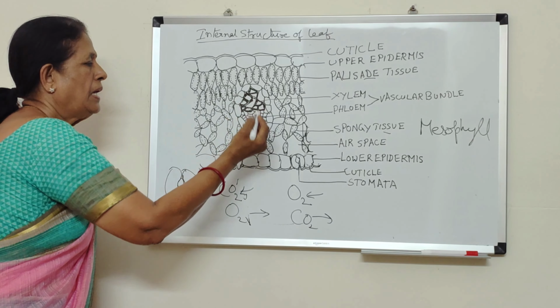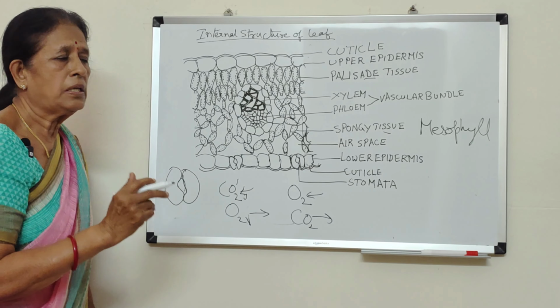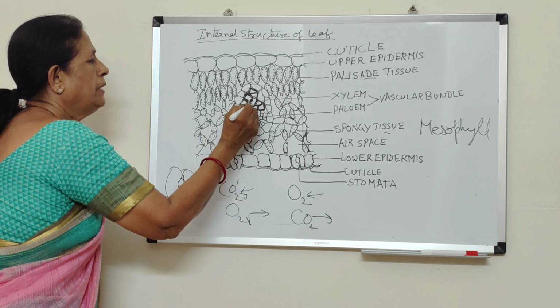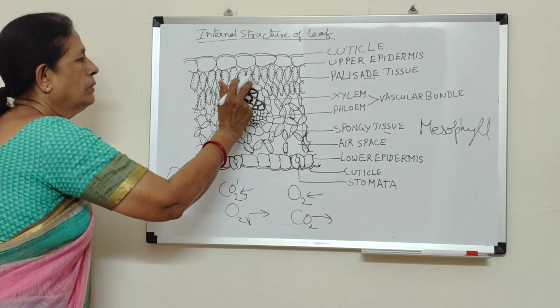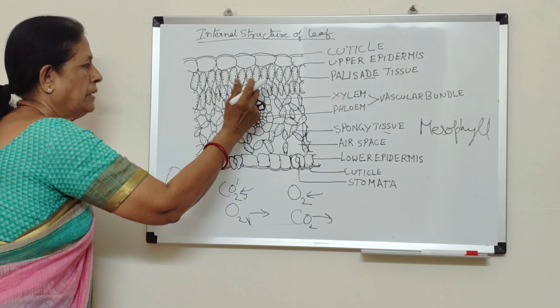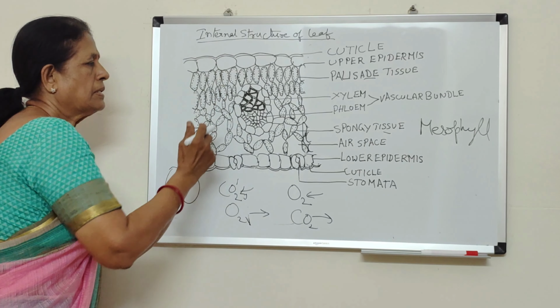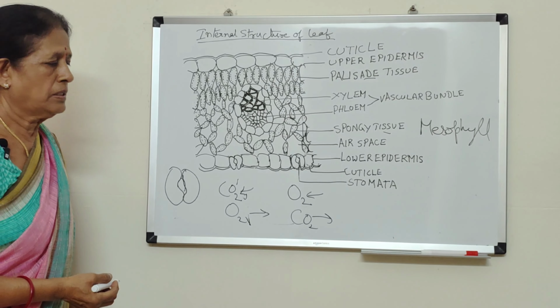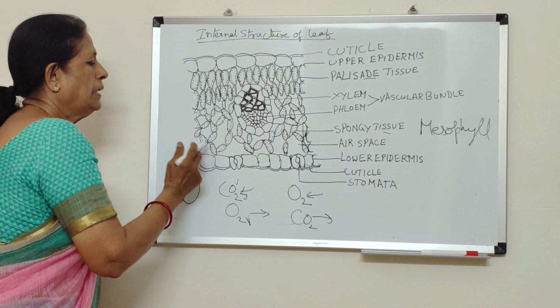they move and reach the palisade tissue. Xylem will help in the conduction of water and minerals from the soil. Okay, so in this way the carbon dioxide enters in, and they utilize sunlight and water, and they synthesize the food materials. Okay, so that is the internal structure.